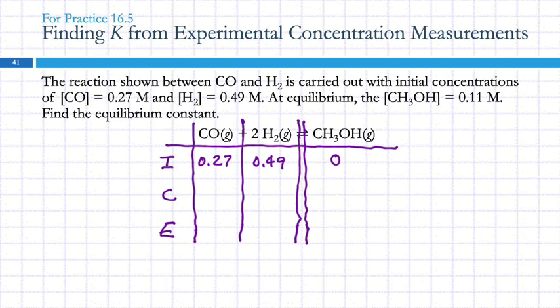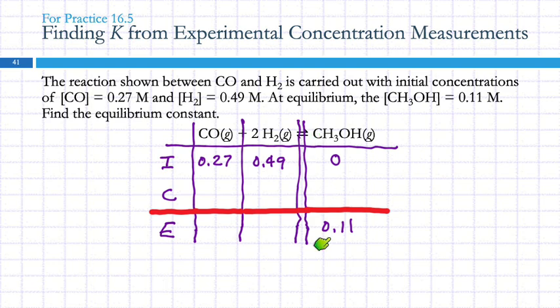We're given an equilibrium concentration for one of these, the CH3OH. So we're going to put that in, 0.11. And what the table is doing here is basically I plus C equals E. The initial plus the change gives us the equilibrium concentration. We have enough information to fill in all the blanks.